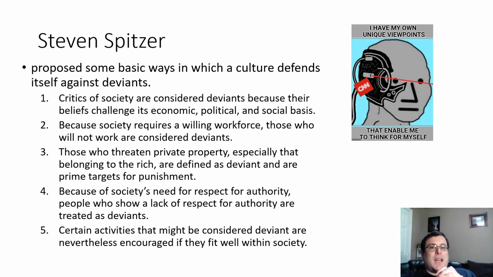The second thing is, because society requires a willing workforce, those who do not work are considered deviants. Now, there are two things to this. One, people that, the basic label, get a job, that type of stuff. That's the first thing. The second thing is this: they want you working the same way. It's not just going off and having a job; it's also working in the way that you're supposed to.